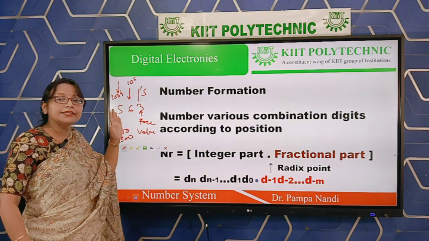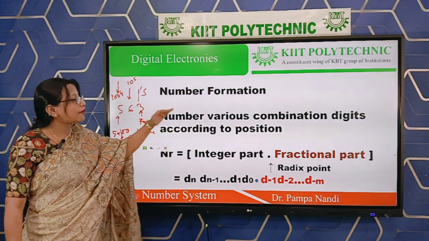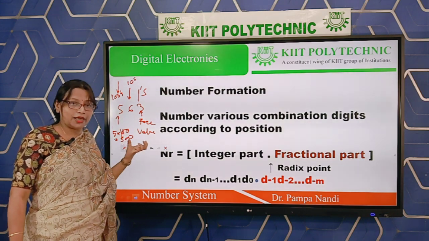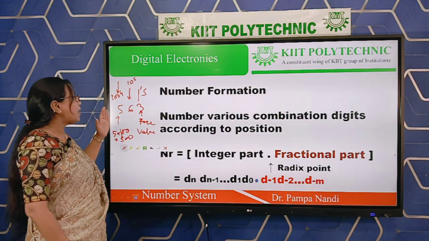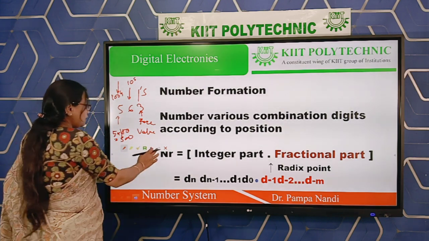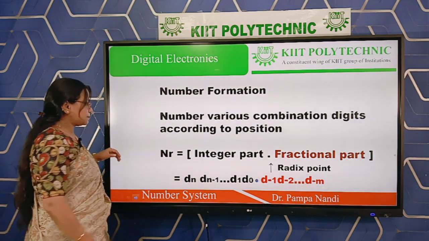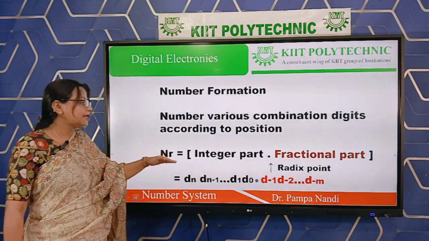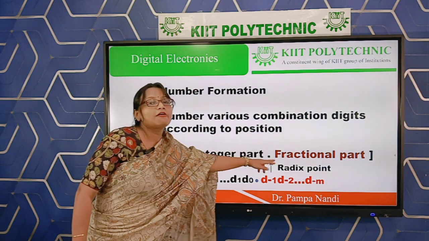So when any number is formed, according to its position, it gains some value. According to this, the number is formed. Now, any number has two parts, that is the integer part and the fraction part.